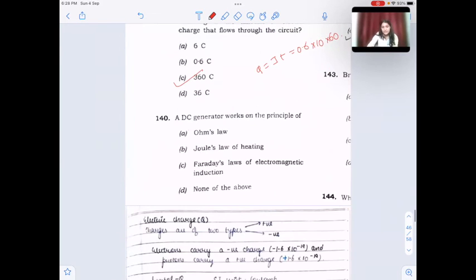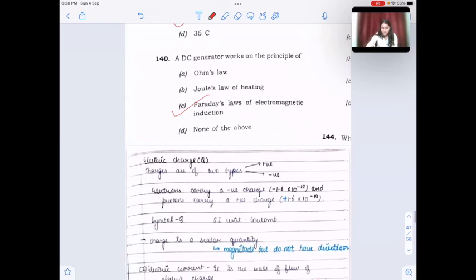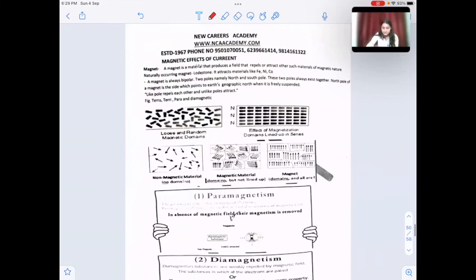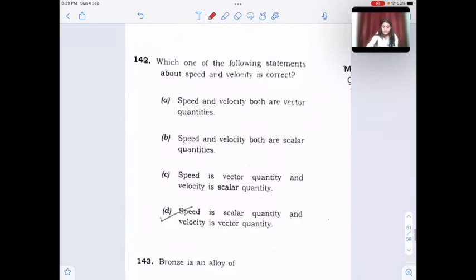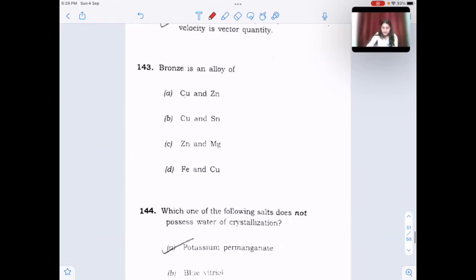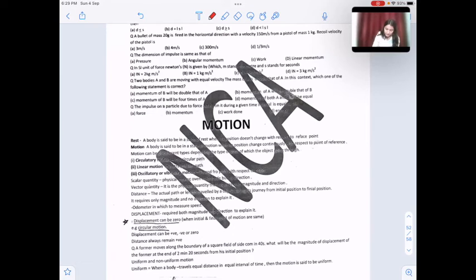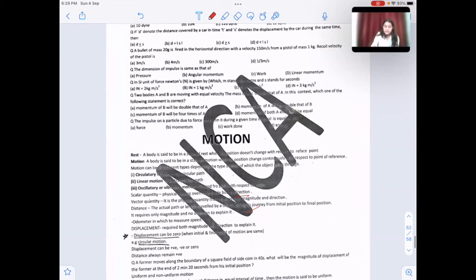A DC generator works on the principle of electromagnetic induction. The presence of a magnetic field, very simple question. It can be detected by using a magnetic needle. Option C. Which one of the following about speed and velocity is correct? So see, speed is a scalar quantity and velocity is a vector quantity.